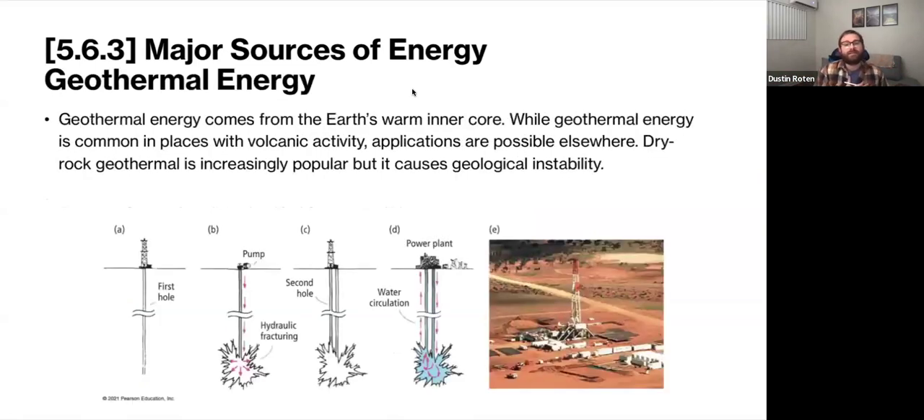Yeah, and then the last source we're going to talk about is geothermal energy. This was becoming really big, I think, when I was in high school. Yes, I believe so.